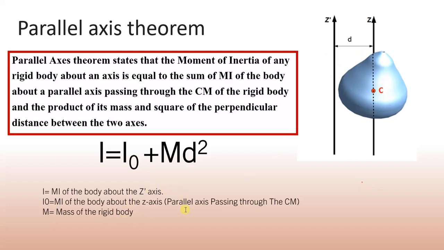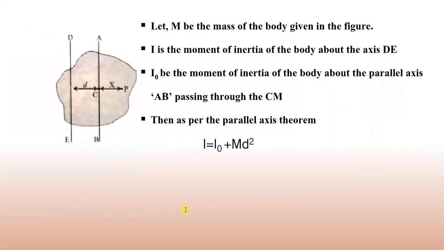Now let us give a simple proof for this theorem. I am not following Kleppner in this particular case, so I have referred to the text by J.C. Upadhyaya. Now let M be the mass of a rigid body. The rigid body is shown in the figure, and capital M is its total mass.